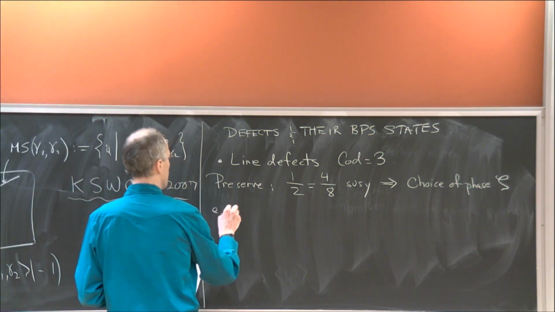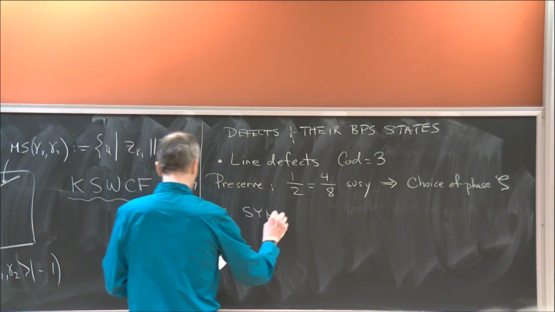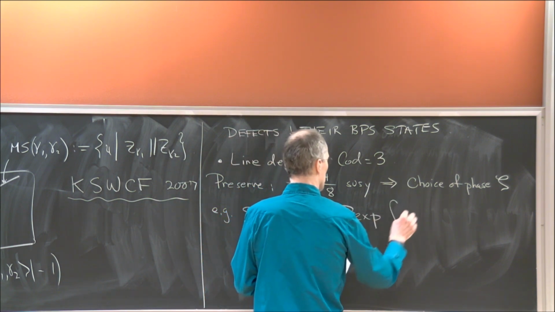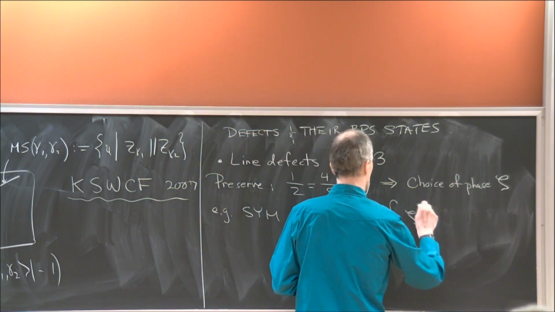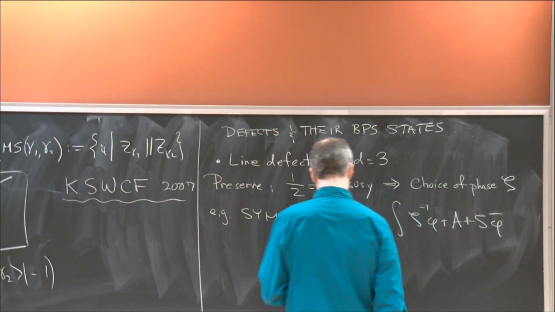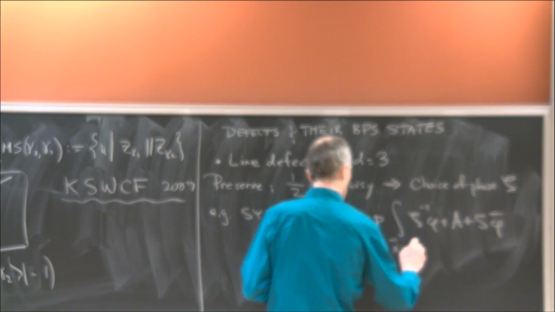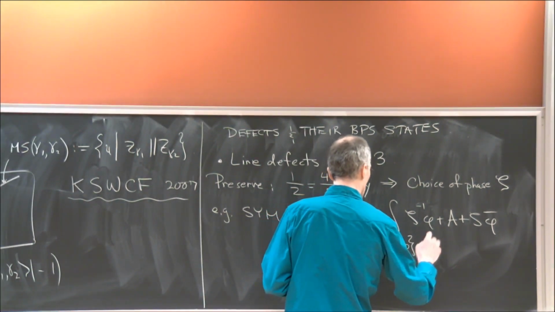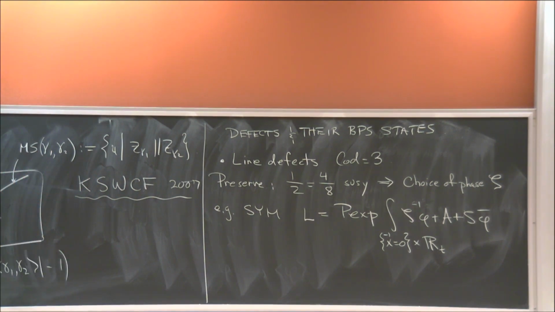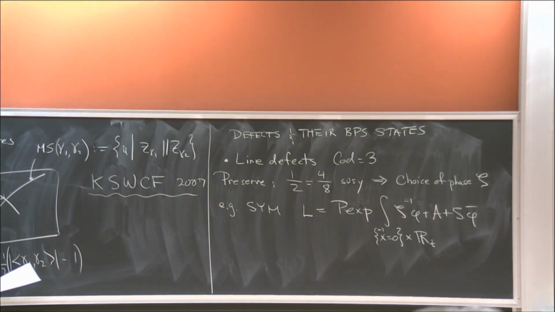So for example, in super Yang-Mills, you would write the supersymmetric Wilson line operator. It would look something like this. Zeta inverse phi plus A plus zeta phi bar. And you would put this at a point times time, which will soon be the Euclidean time. Okay, so that's the kind of line defect I'm talking about.